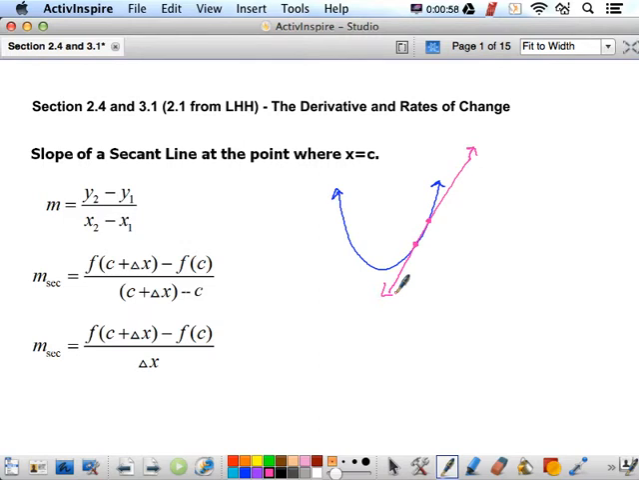points (c, f of c), because that's the way this book defined it. So this is the point c, comma, f of c. And we will let this point right here be c plus delta x, some little change in x. Then the y value that corresponds to that will be f of c plus delta x.